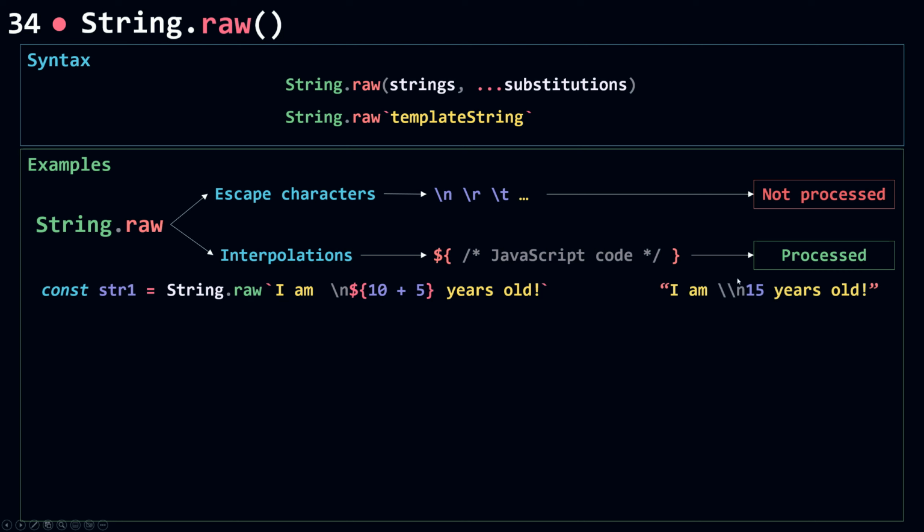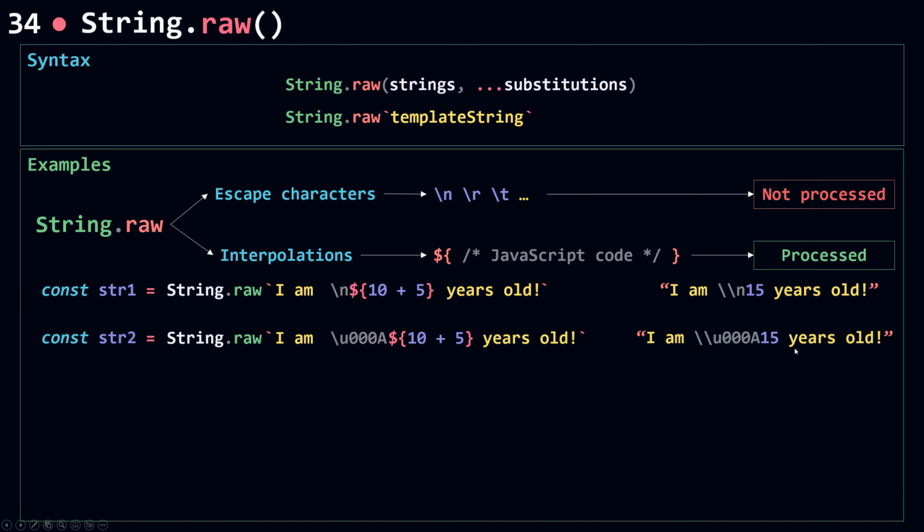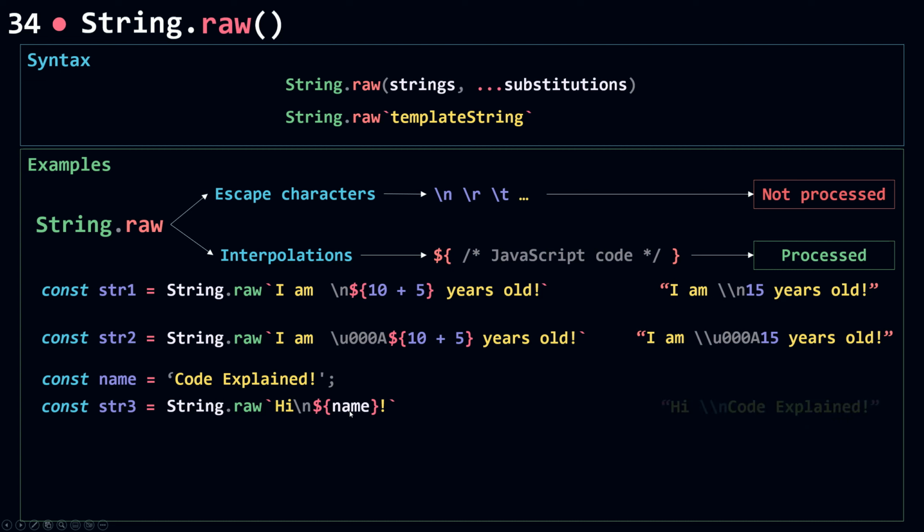So if I assign this to a string, string1 will be equal to this string. So I am, backslash before the escape character, so it's not effective anymore, and then 15 because this has been processed. And now if you go and use the Unicode for an escape character, it's still not going to be processed. So now the string2 here will be equal to this string here. So again, the interpolation is being processed, but this Unicode of this escape character is not processed. Well, if you use some variables or some const with some values and then call the String.raw with a template string that has the interpolations that calls those variables, those variables will be substituted or replaced and be processed. So you can see the result here.